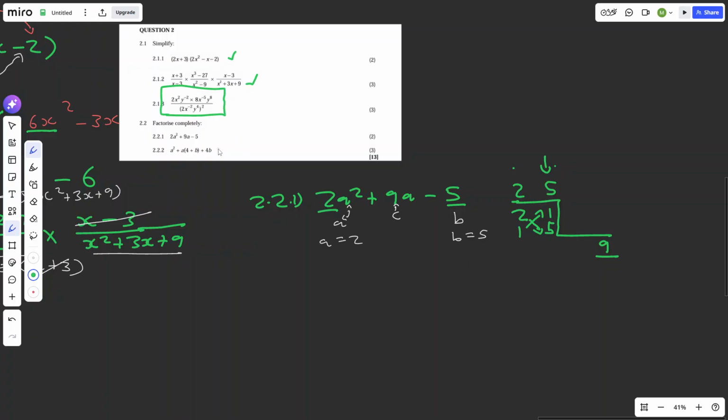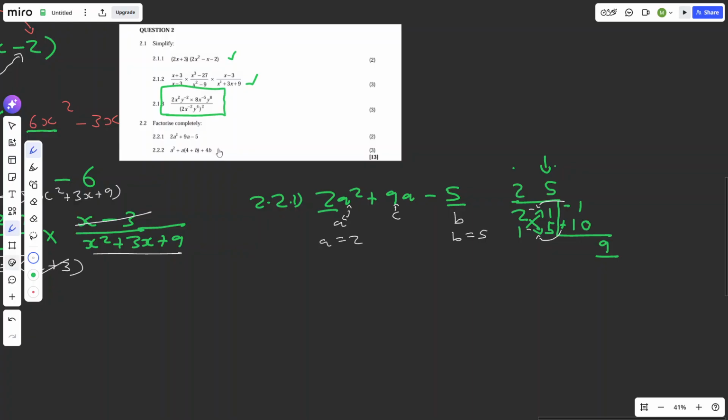1 times 1 is 1. 2 times 5 is 10. So now we can see here, we can actually get an answer of 9, right? By assigning a positive to be 10 and a negative to the 1. So minus 1 plus 10 is 9. So now what you're going to do here is transpose those signs. You see the negative, you bring it here, okay? And then the positive, you bring it here, okay?